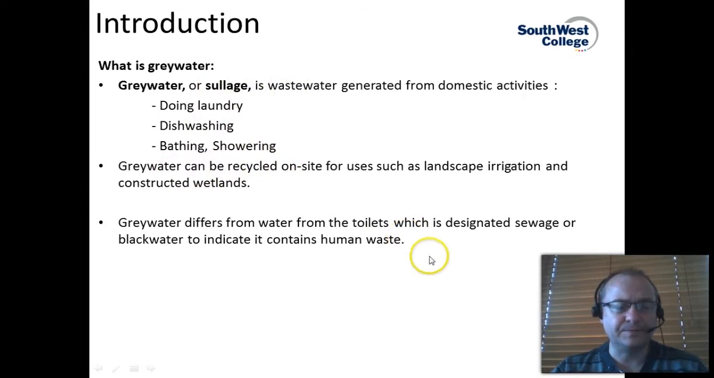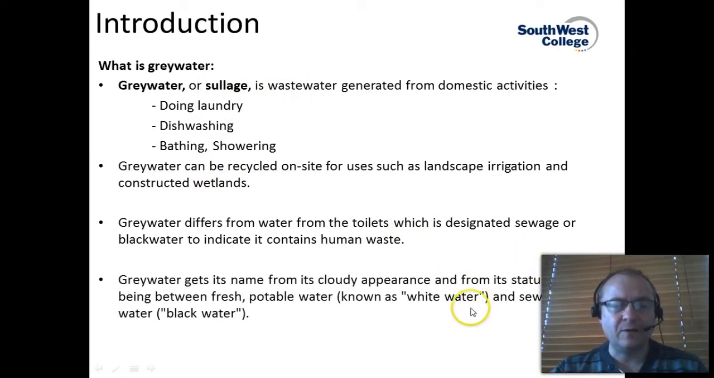And greywater basically gets its name from the cloudy appearance and from its status as being somewhere between fresh potable water, which is sometimes also known as white water, and the sewerage water that we mentioned above, which is known as black water. So the greywater comes sort of in between the two. It's neither pure, but it's neither sewerage.